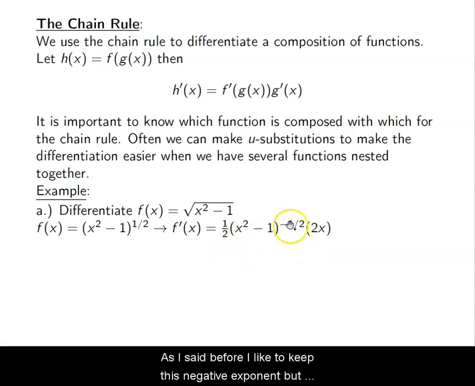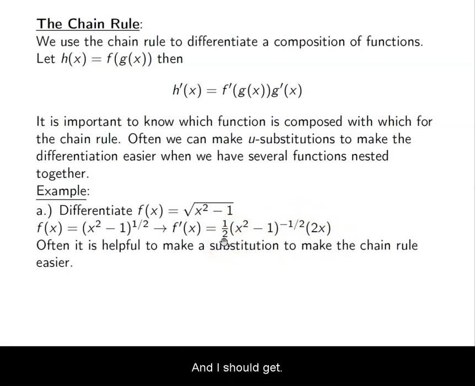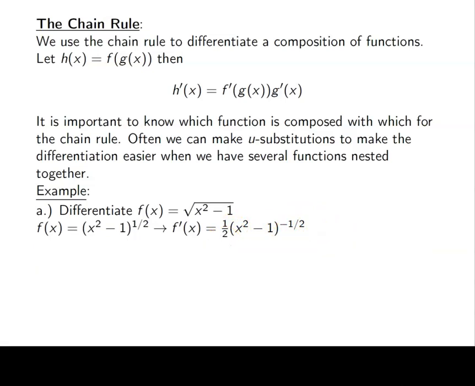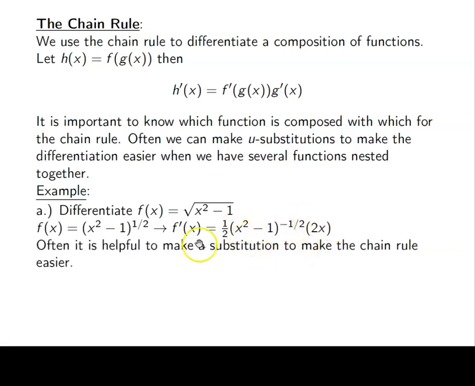As I said before, I like to keep this negative exponent. If you want to not keep the negative exponent, again, I don't care, that's fine. My preference is to keep it, so I will keep it here. But I will simplify this 2 and this 1/2, and I should get... I didn't simplify it, but we will simplify it as we come down, okay? So this is just a derivative form.